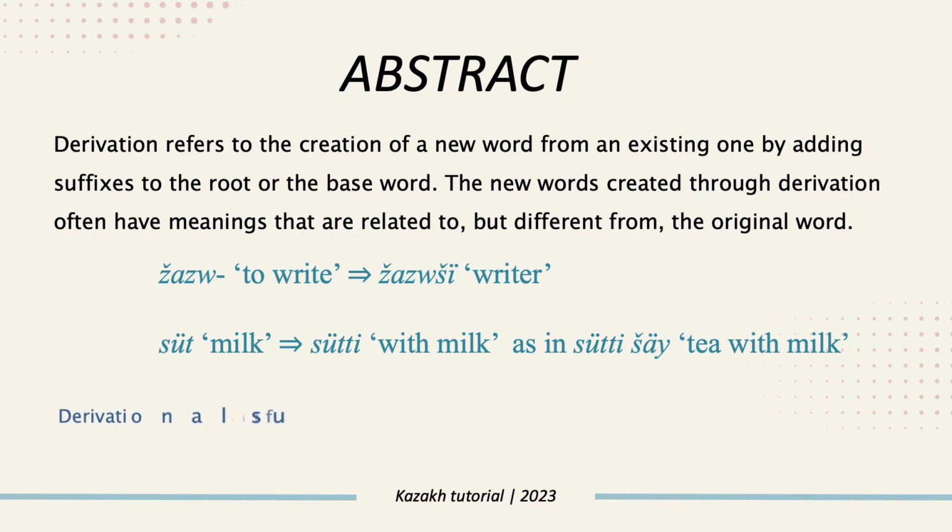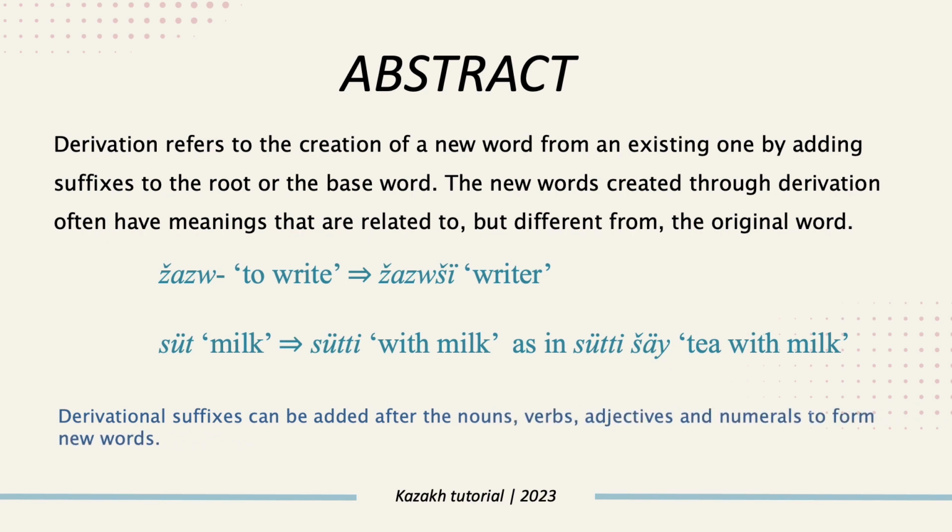Similarly, the word süt, milk, can be modified by adding the suffix -tü to form süttü, with milk, as in süttü şay. In Kazakh, derivational suffixes can be added after nouns, verbs, adjectives, and numerals to form new words. In this video, we will explain the derivational suffixes that are added after nouns and verbs to create new nouns. We are going to learn a lot of new vocabulary today, so if you want to learn these new words, please stay until the end.